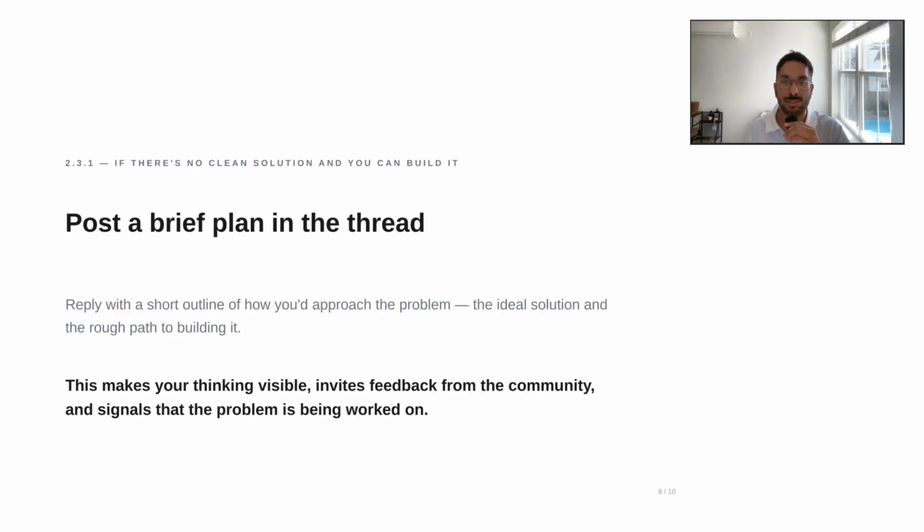And if there's no clean solution and it's something you can build, here's the move. Reply in the thread with a brief plan, a short outline of how you'd approach the problem, what the ideal solution looks like, and the rough path to building it. Doing this makes your thinking visible and invites feedback from the community while you still have time to use it, and it signals to everyone that the problem is being worked on.